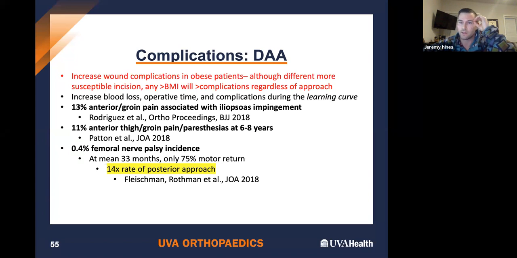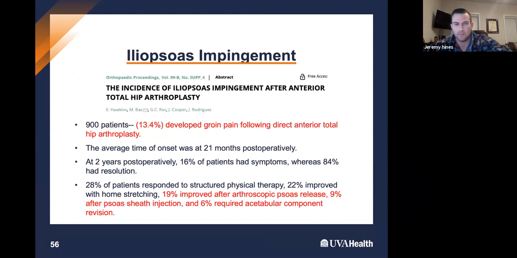One of the other things that is a little bit of a risk here is the femoral nerve palsy. I think on the posterior approach, you can kind of say the same with the sciatic nerve. The sciatic nerve palsy is not 0, but femoral nerve palsy here, at least in this study, was 14 times the rate of a posterior approach, which makes sense.